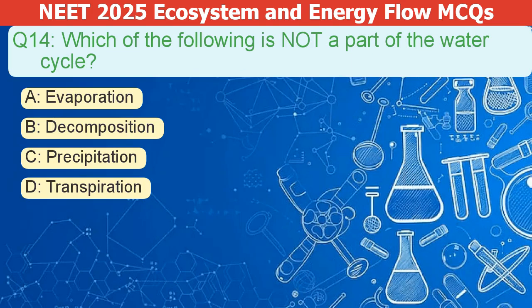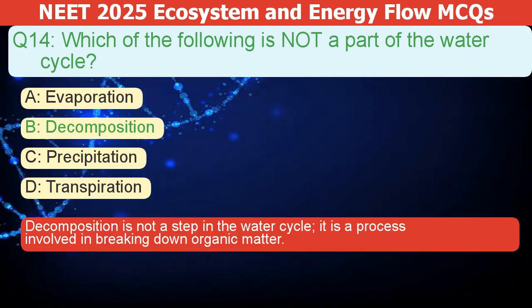Which of the following is not a part of the water cycle? A. Evaporation. B. Decomposition. C. Precipitation. D. Transpiration. The correct answer is B. Decomposition is not a step in the water cycle. It's a process that breaks down organic matter.